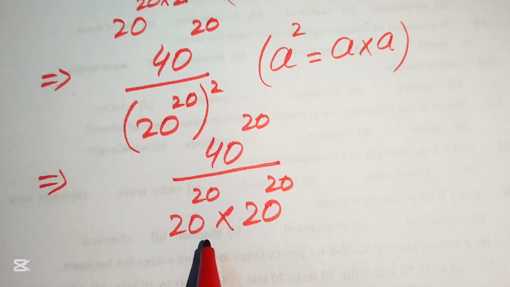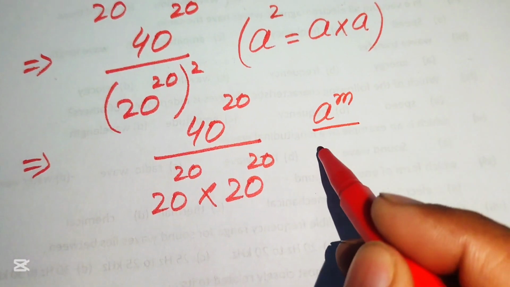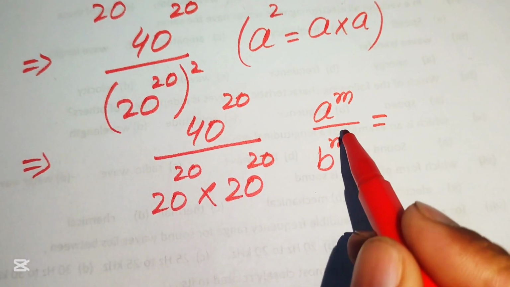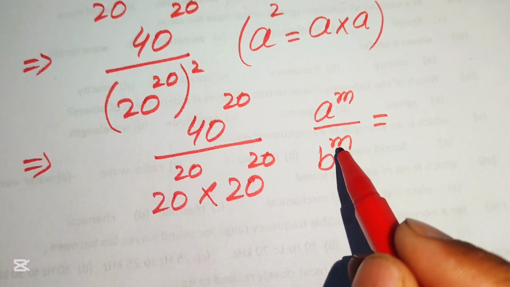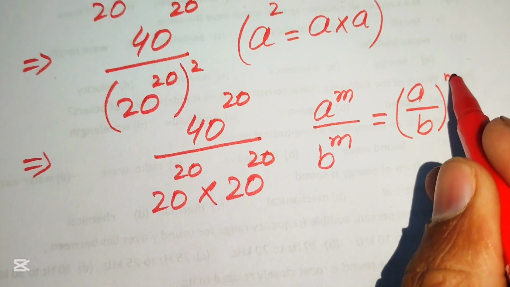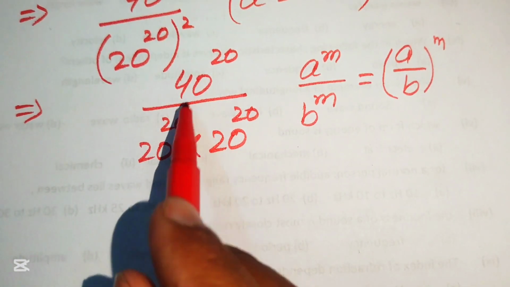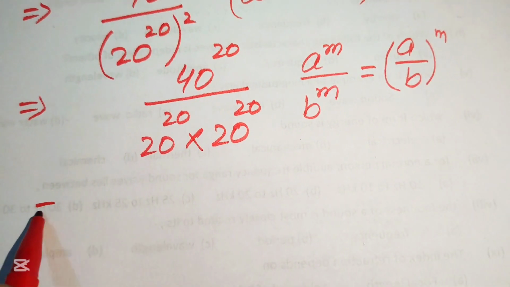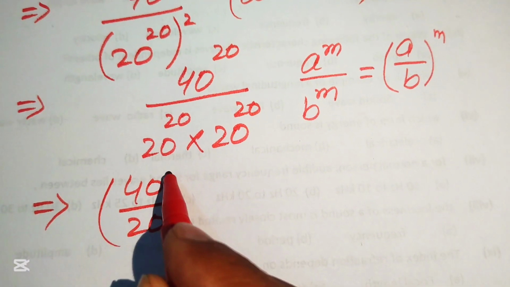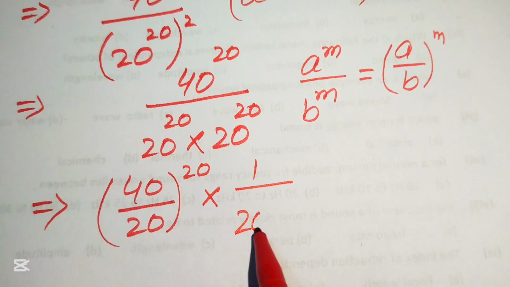Okay, so when you write this into this form, after that we have another exponent law. If you have a to the power of m divided by b to the power of m, if you divide two numbers whose bases are different and exponents are the same, then you combine them in this way, a over b to the power of m. According to this rule, we combine the first two terms, and it will be written as 40 over 20 to the power of 20, multiplied by 1 over 20 to the power of 20.